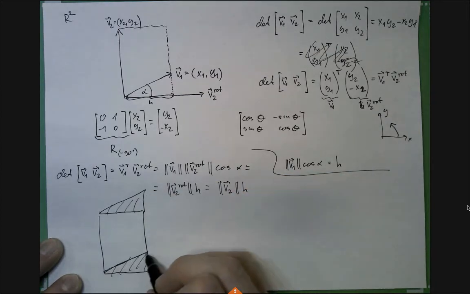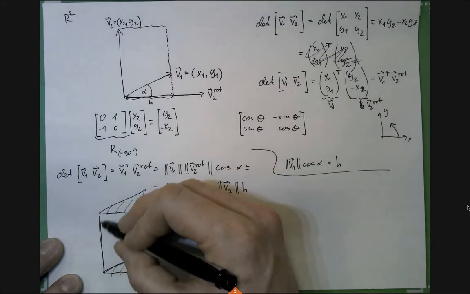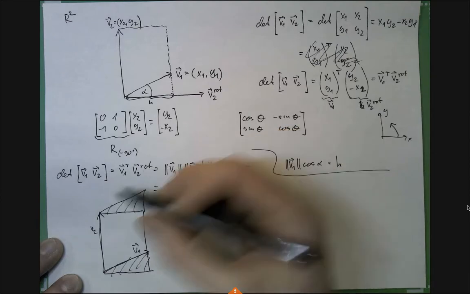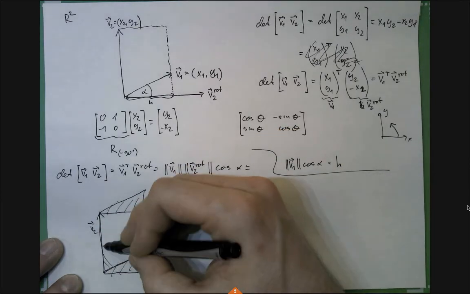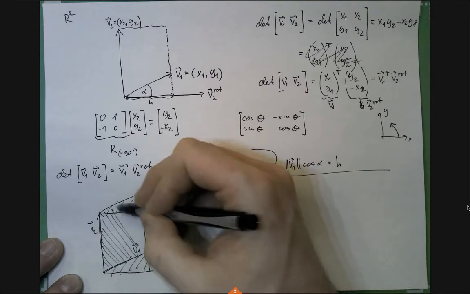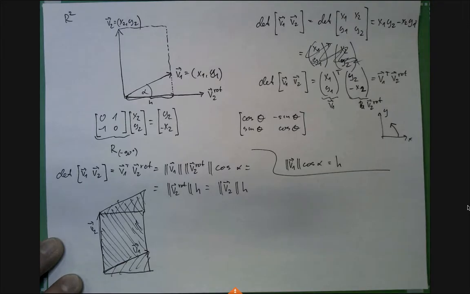So this is my V1, and this is V2, okay? So this is the parallelogram defined by V1 and V2. Parallelogram is sort of a funny word. What it means is just a skewed rectangle. And that's what the determinant is. That's the area of the skewed rectangle defined by V1 and V2.